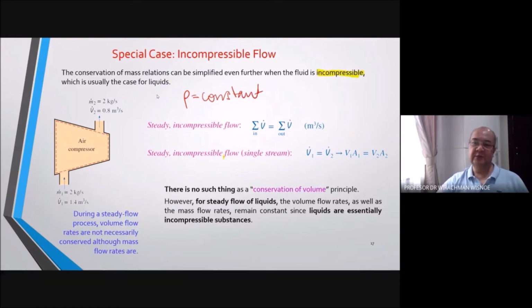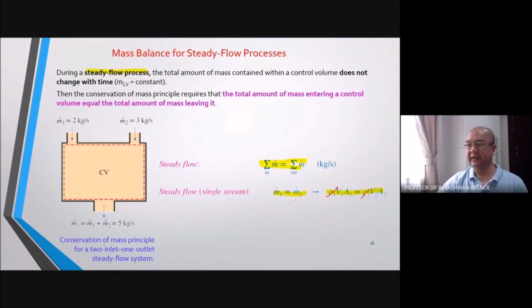Rho doesn't change. So suppose that we have a rho coming in here, rho 1, and rho going out here, rho 2. The rho must be constant. That is incompressible. Incompressible means rho constant, or rho 1 equal to rho 2. If rho 1 equals rho 2, I can cancel that one. So I have V1A1 equal to V2A2.